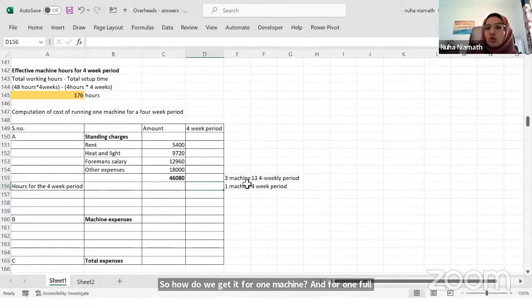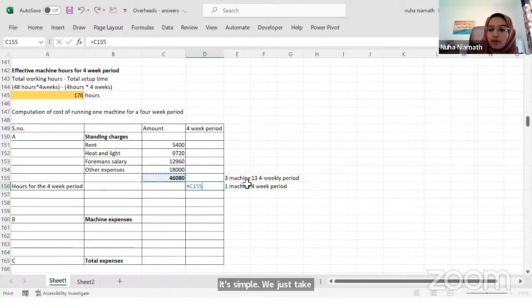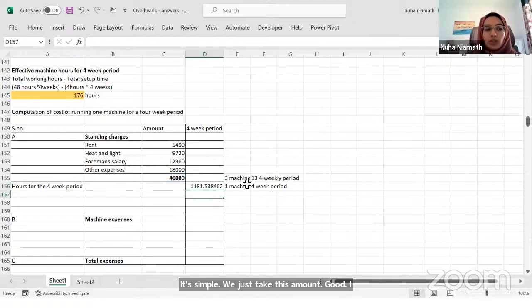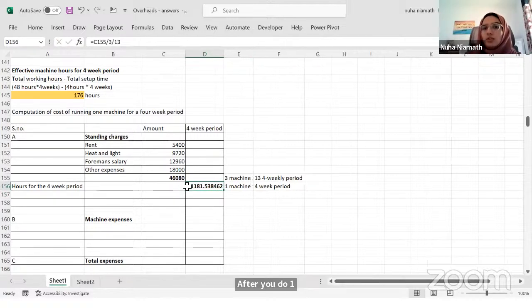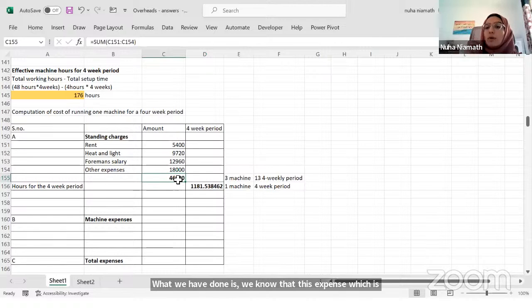It's simple. We'll just take this amount divided by 3 machines divided by 13. That will give you 1,181. We know that this expense, which is for the total shop center, is for 3 machines and for 13 4-weekly periods. But we needed only 1 machine and 1 4-weekly period, so we divide it by 3 and divide it by 13 to arrive at the cost for 1 machine, for 1 period.